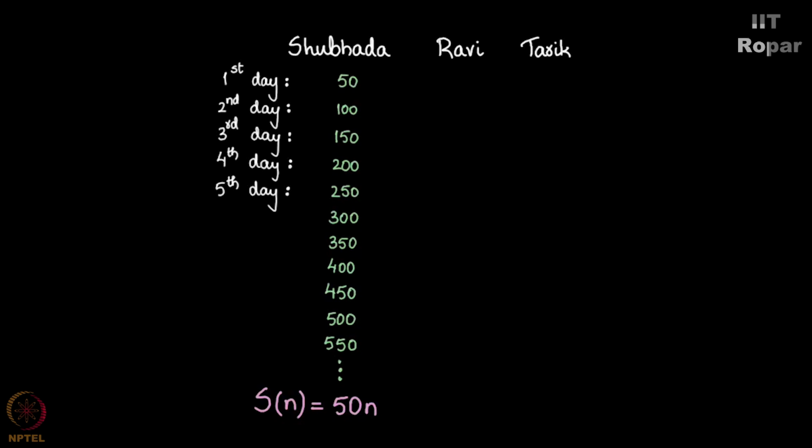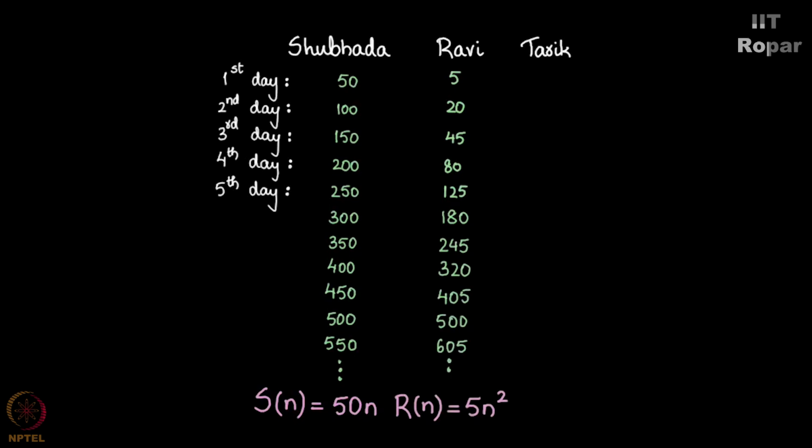And Ravi earns, based on this formula, 5n square. First day it is 5 into 1 square, 5. Second day it is 5 into 2 square, that is 20. And then 45, 80, 125. R of n is 5n square.